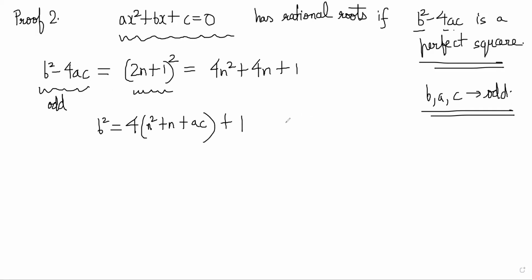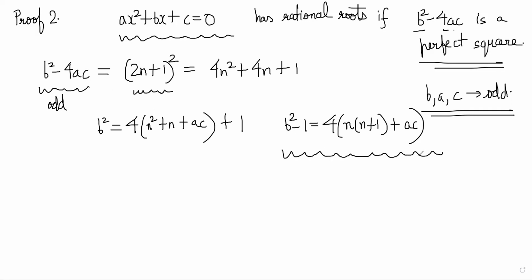So we rewrite it like this. b square minus 1 is equal to 4 times n into n plus 1 plus ac, right? So this equation is what I want to analyze. Let's look at the RHS of this equation. Now you can realize that a times c is odd and this is an even number.